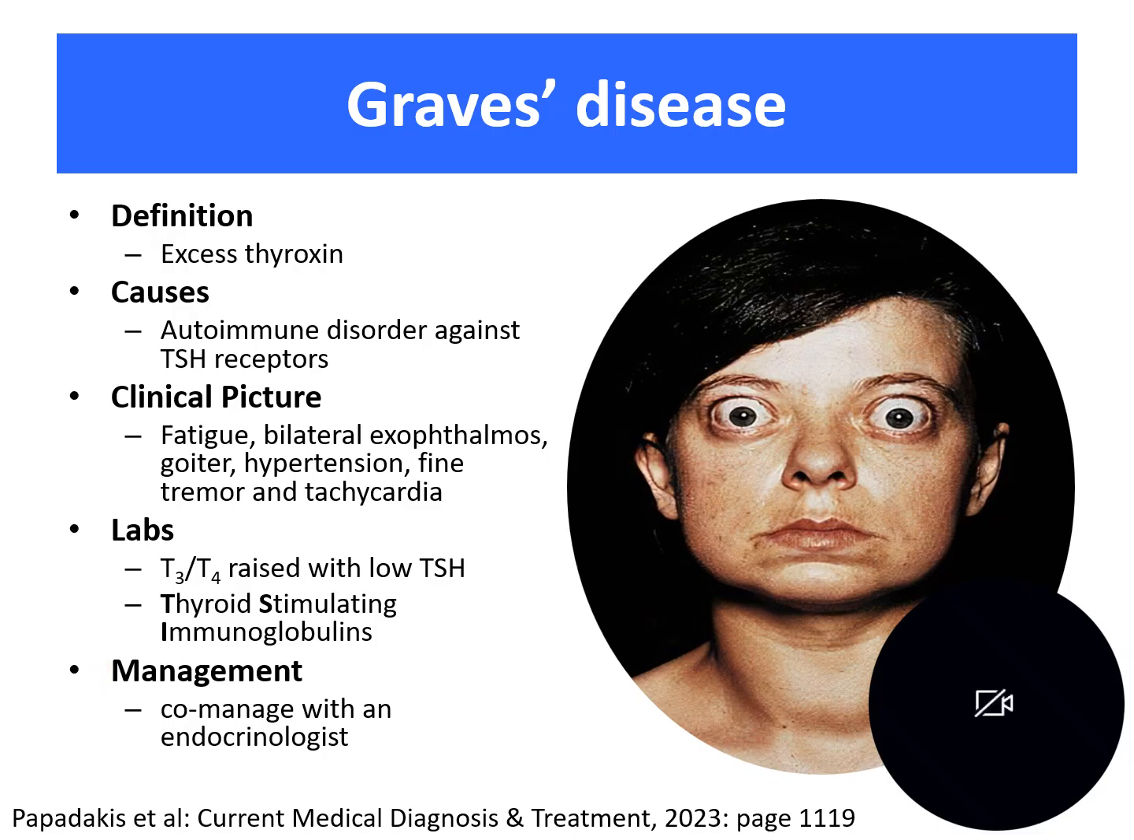And like myxedema, hypothyroidism in the adult, the recommendation is that you co-manage with an endocrinologist who is going to determine, yes, this is primary hyperthyroidism, but Graves, or sometimes you can have hyperthyroidism without the bilateral exophthalmos, and that would be you have a multinodular goiter and one of the nodules is misbehaving and producing excess thyroxine.